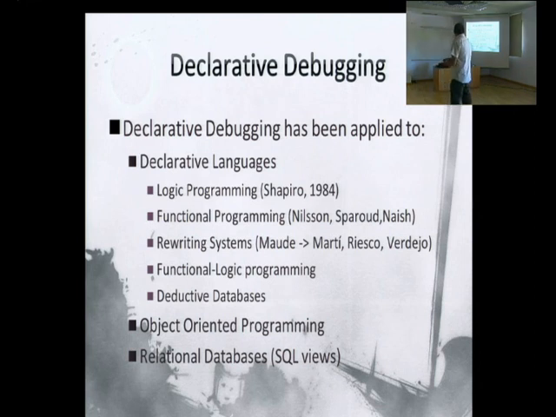So Shapiro introduced this in the field of logic programming, and soon other people like Nilsson, Sparud, and Lunar applied this to functional programming. Actually, Lunar was the first one suggesting that this framework could be applied to many different paradigms. He was the first one to think about object-oriented programming, for instance. There are other applications, like in Maude. Here are Narciso and Adrian, who have worked in declarative debugging in Maude. We have also functional logic programming, deductive databases, and a lot of applications. In object-oriented programming, there are some people also, David Insa and Josep Silva have worked in Java, and also in SQL. I will talk about SQL later. Now we are working in this case.